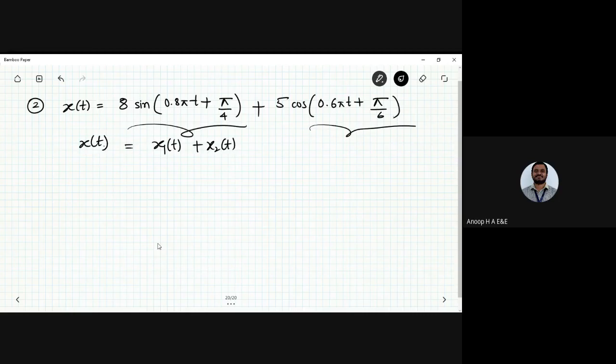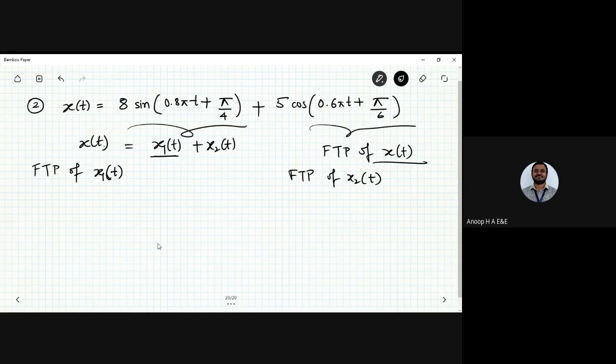Now I need to check whether it is periodic or not. If it is periodic, I need to find out the fundamental time period of x of t. So what do I need to do? I need to find the fundamental time period of x1 of t, and then the fundamental time period of x2 of t.